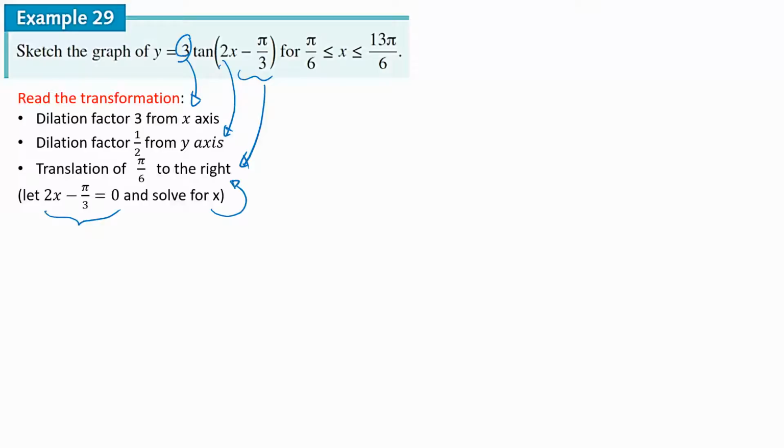If I wanted to find the next one, it's the period. And the period right now, I can tell, is pi on n, and n is 2, so my period is pi on 2.